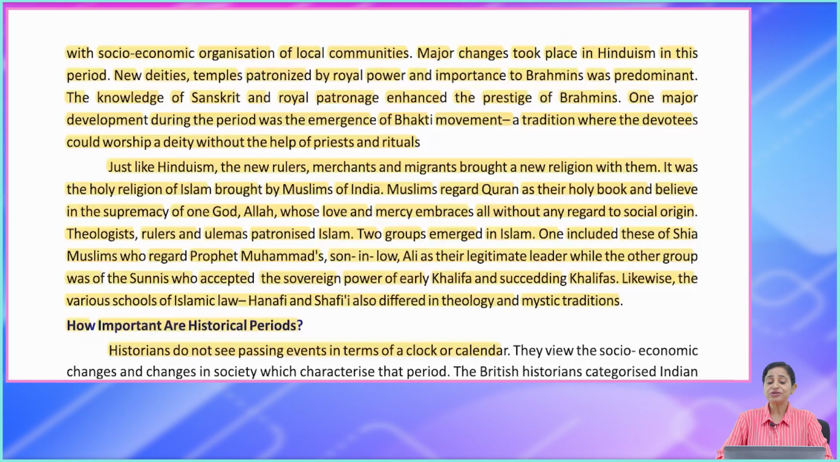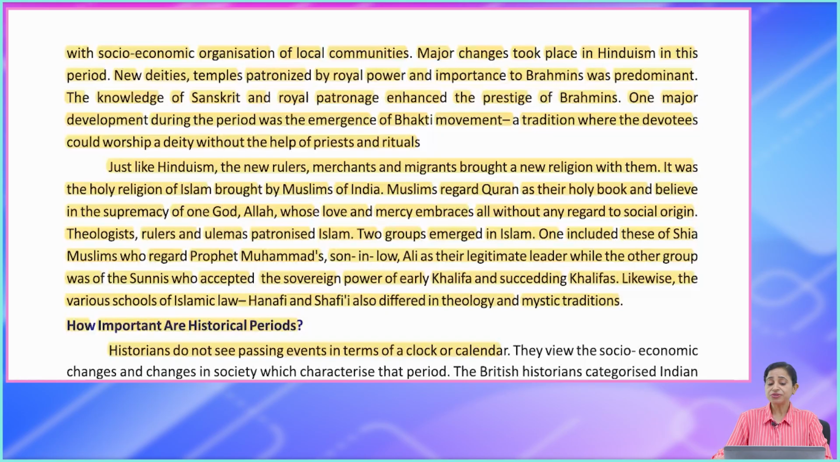Theologists, rulers and ulema patronized Islam. Two groups emerged in Islam. One included the Shia Muslims who regard Prophet Muhammad's son-in-law Ali as their legitimate leader, while the other group was of Sunnis who accepted the sovereign power of early Khalifa and succeeding Khalifas. Likewise, the various schools of Islamic law, Hanafi and Shafi, also differed in theology and mystic traditions.